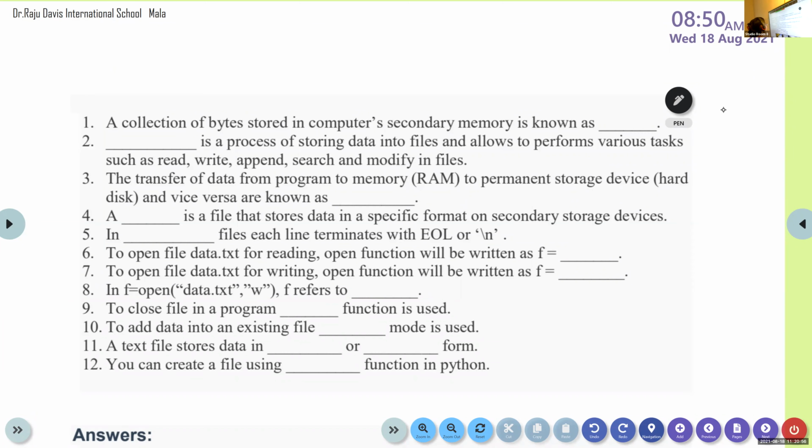A collection of bytes stored in computer secondary memory. This answer is just related to your main topic, main heading. Dash is a collection of dash. Dash is a collection of data, of bytes.